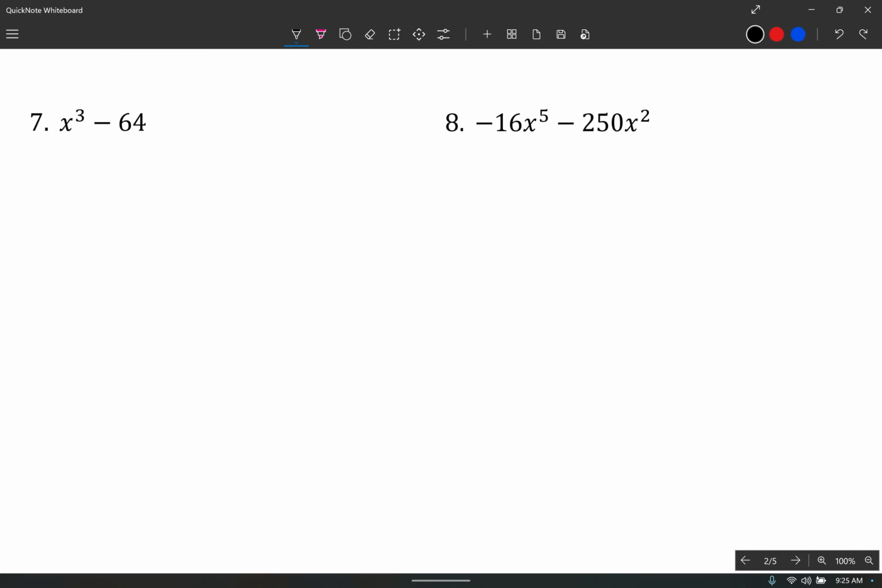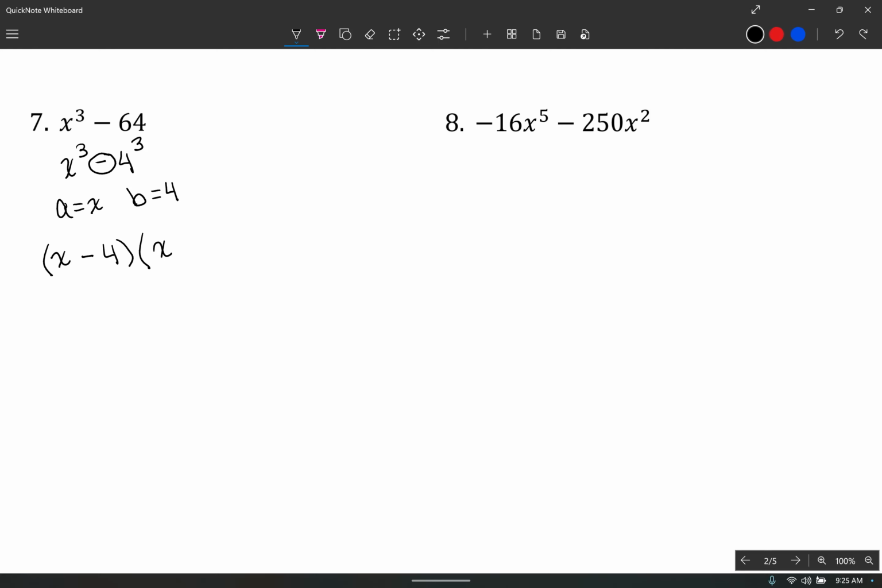No common factor on 7, so I'm going to go ahead and write these as perfect cubes. 64 written as a perfect cube is 4 cubed. So my a value will be x, my b value will be 4. So if I plug into the formula, I know that the minus is going to be up front in my binomial. A is x, b is 4.